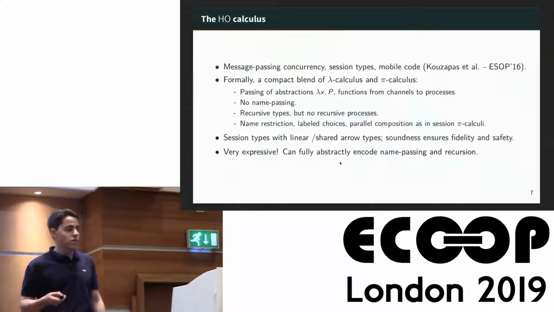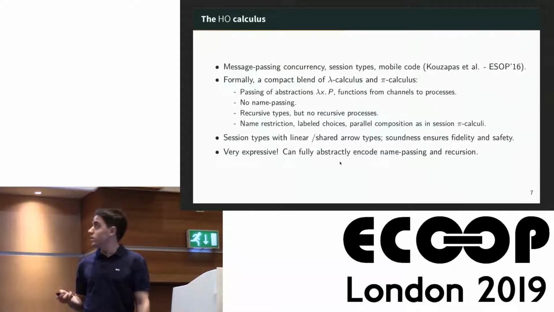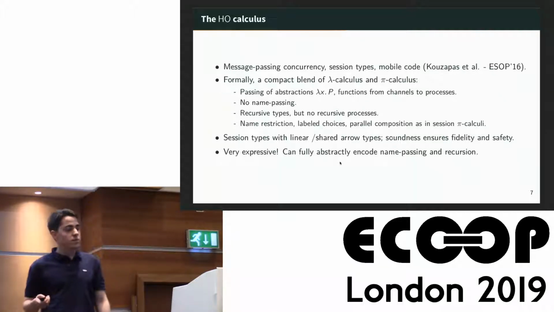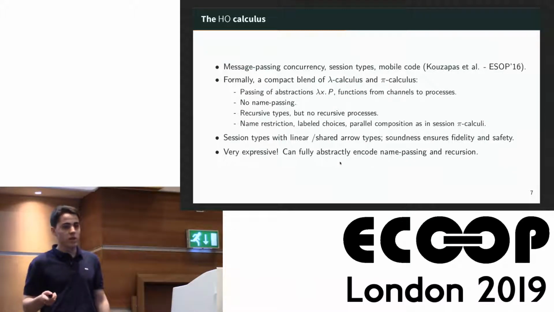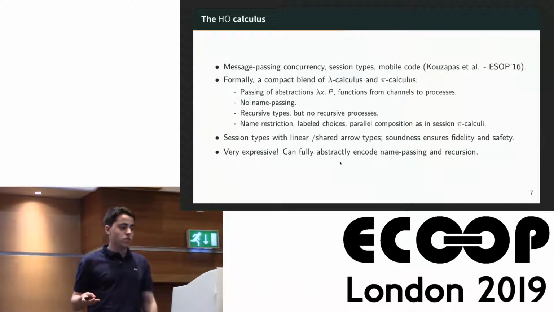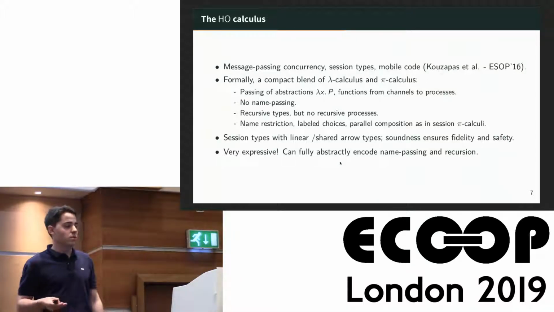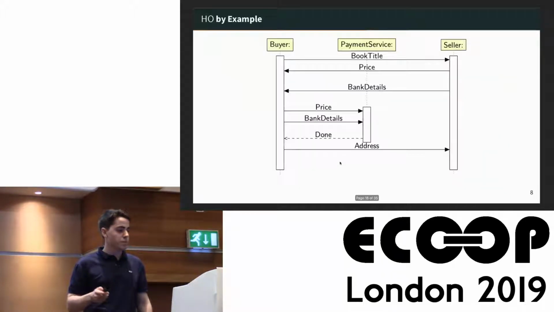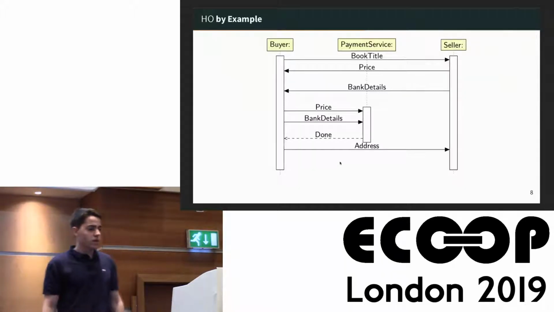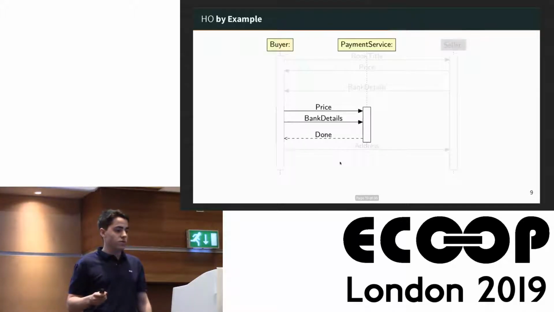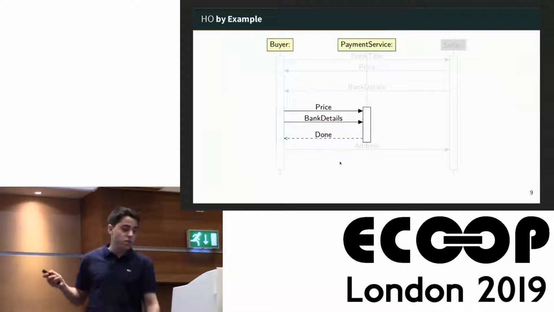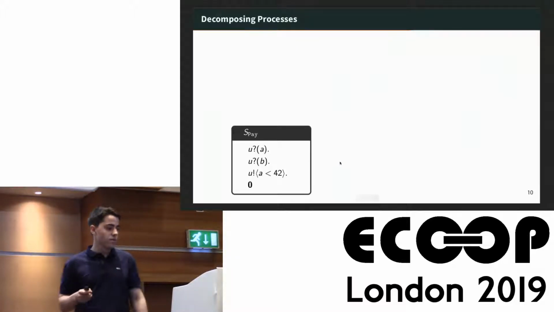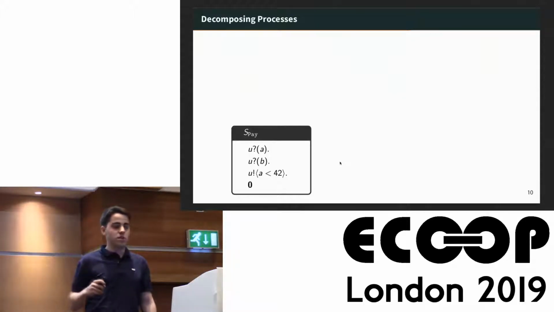Its type system is the usual session type system, extended with linear and shared functional types. And the type soundness of this type system ensures fidelity and safety of the communication. And as I said, it does not support name passing and recursive processes, but can fully abstractly encode both of them. So it's very expressive. To get back to our running example, for simplicity, we will focus on this portion of the example, where the buyer sends the price to the payment service, and then after that bank details, and then expects to receive an answer.